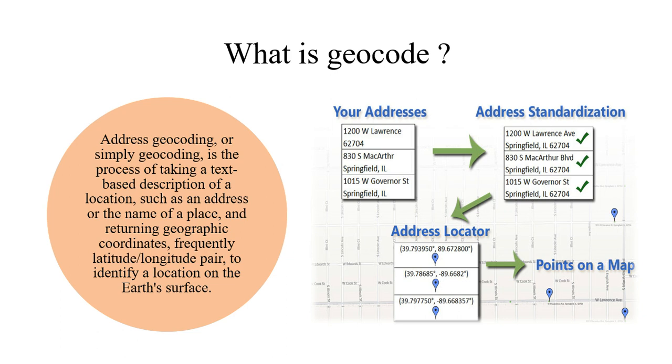The address will be standardized, and then the standardized address will be reformulated into latitude and longitude in terms of address locators. Then that latitude and longitude is used to pin it upon the map. So this is what a geocode is meant for.